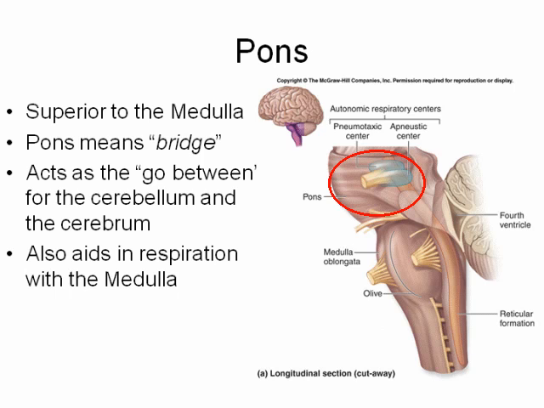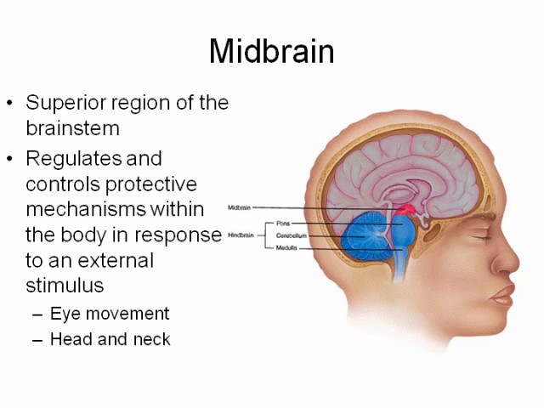Directly below it is the medulla oblongata, right there. So that kind of puts it into perspective. Another perspective here for you is if you can find the cerebellum, typically you won't have a problem distinguishing the pons and the medulla oblongata.